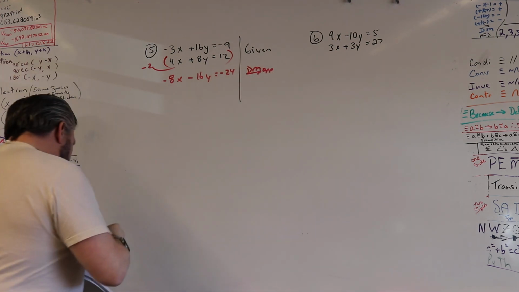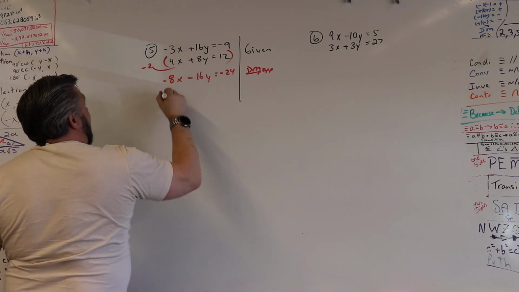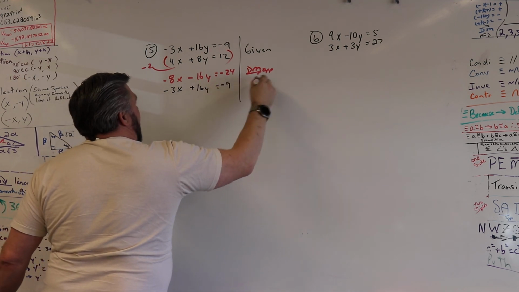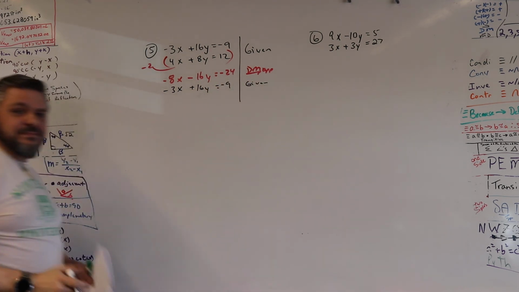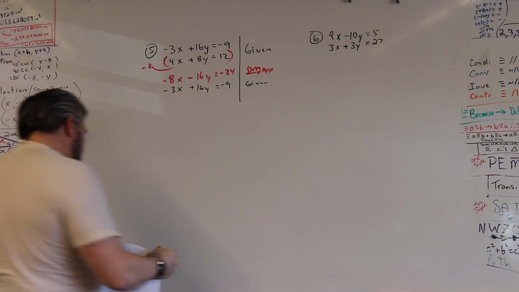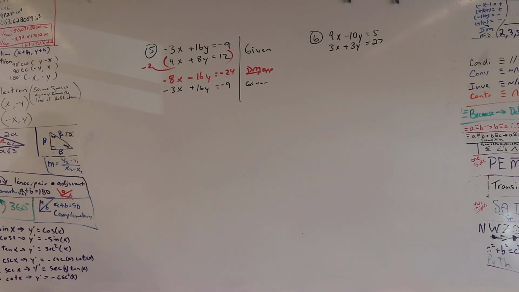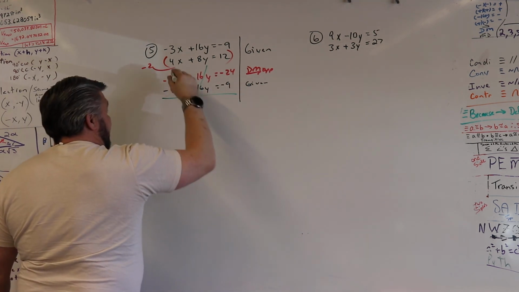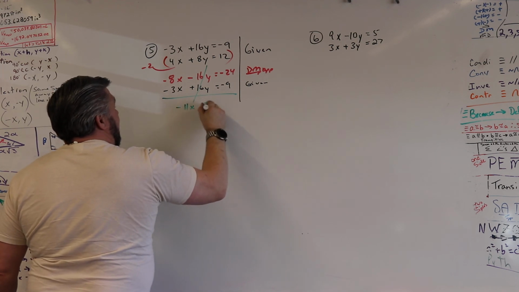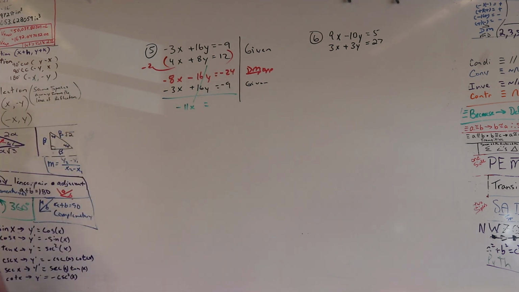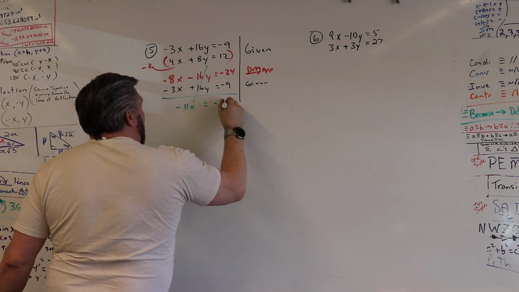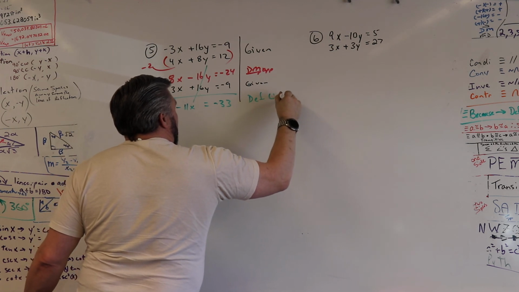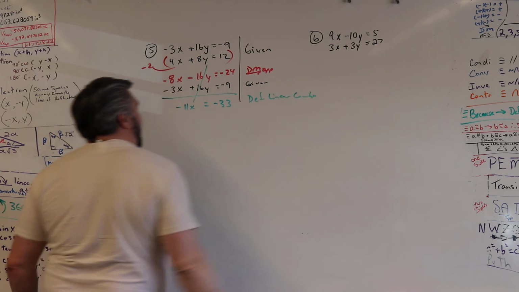OPP. Okay? Now, I'm going to write this underneath it just so I don't get confused. So 3x plus 16y equals negative 9, and that is given, right? And then what am I going to do? Linear combination, right? Add these two up. These cancel. All right, so negative 8x and negative 3x is negative 11x. Negative 24 and negative 9 is negative 33, right? And that is just the definition of linear combo.